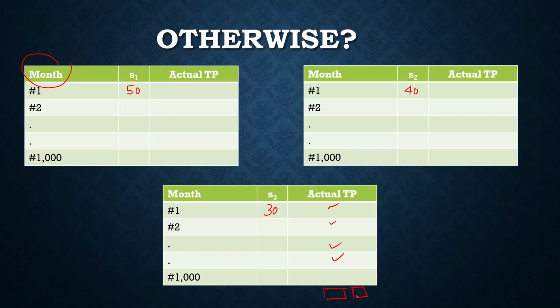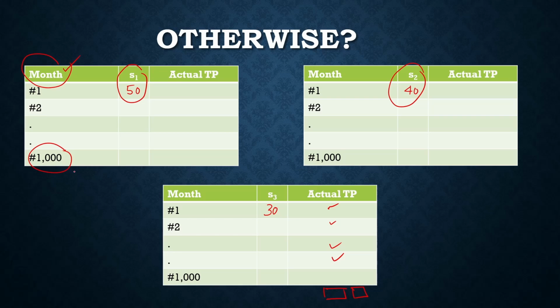So can you see the problem here? You are taking 1000 samples, that means 1000 months only for one value, S1, 50 only. Then you are taking 1000 months of data only for one value of S2, which is 40. So how much time will you take in order to get a proper optimal value, close to the optimal value, for selling price?